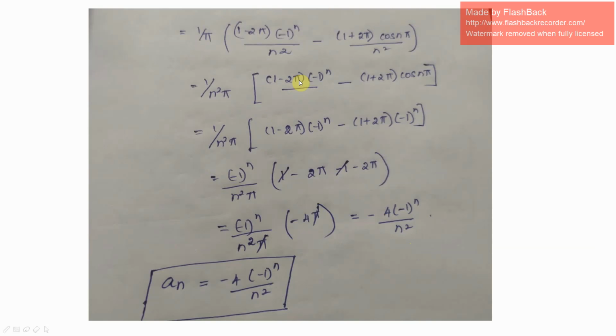You can see here, minus 1 the whole power n into 1 minus 2 pi, plus 1 plus 2 pi into minus 1 the whole power n. So you can see both the terms are having minus 1 power n as a common term. So I just take minus 1 power n outside. So it will be 1 minus 2 pi minus 1 minus 2 pi. So plus 1 and minus 1 will get cancelled. So you will be having minus 2 pi minus 2 pi as minus 4 pi. Okay, so now this pi and this pi will get cancelled. So we will be having minus 4 into minus 1 to the power of n by n squared.